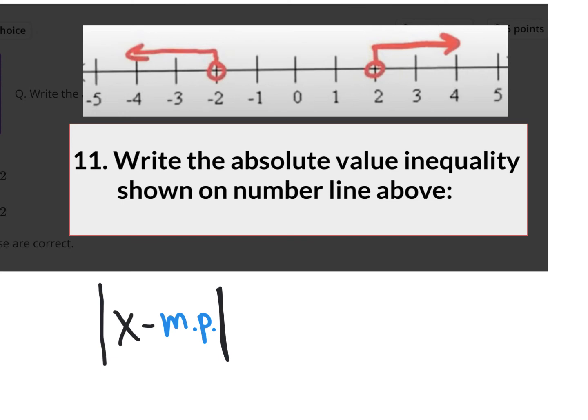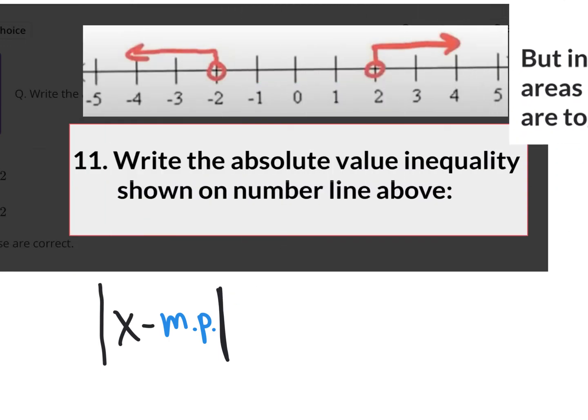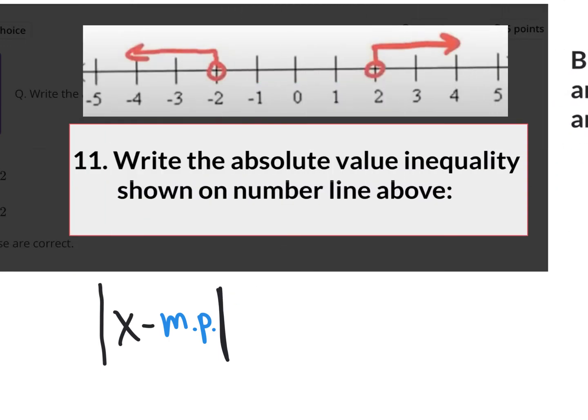In case you forgot, let me just go back to the notes here. Here they are. To write an absolute value inequality, you got your absolute values, x minus the midpoint. Instead of equals, you need an inequality. If the areas are apart, use greater. And if the areas are together, use the less than symbol. So in this case, they are apart, so I will use the greater than symbol, okay? These are open dots, so I don't need to put a solid line underneath that greater than symbol.